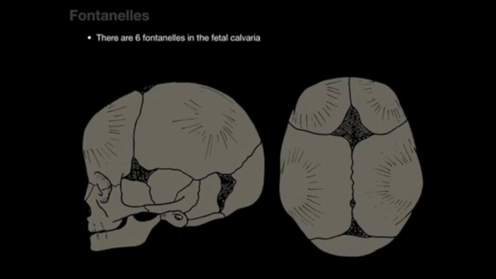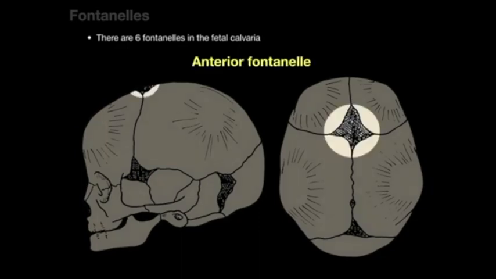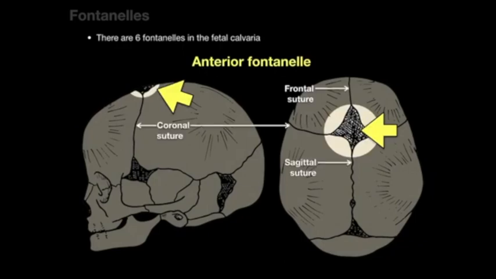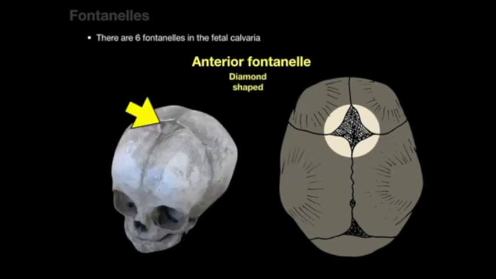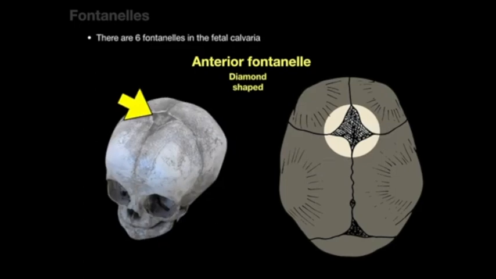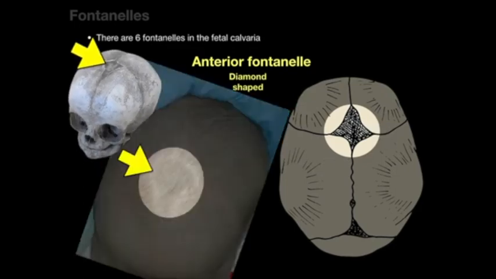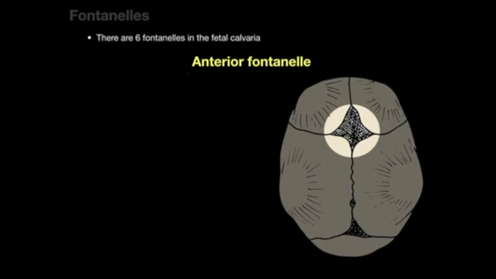Now, the other spaces are these big spaces of connective tissue called fontanelles, and there are 6 fontanelles in the fetal calvaria. First is called the anterior fontanelle, located there, and it's bounded by the coronal suture and the frontal suture and sagittal sutures. And the anterior fontanelle is diamond-shaped, as evidenced here in this fetal skull, and it's the largest of them, shaped like a diamond. And the anterior fontanelle fuses about 18 months after delivery. It's the last of the fontanelles to fuse.